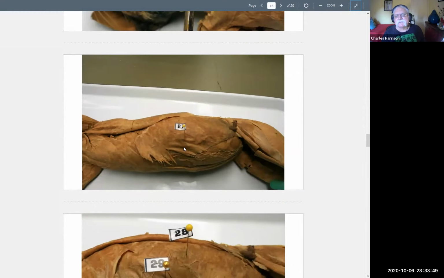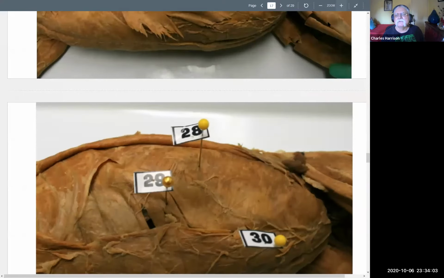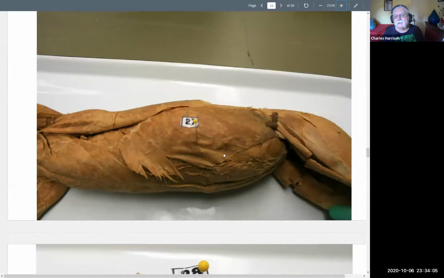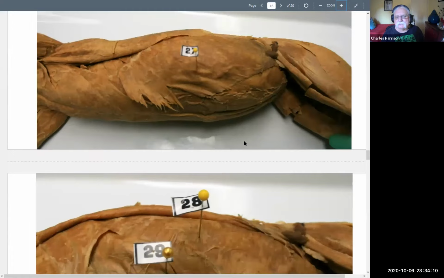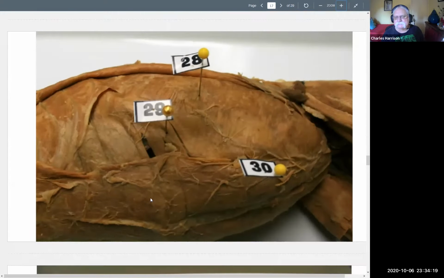This is the external oblique. Here, the striations, if you can see them, are going downward. Whereas in the internal oblique, they come upward. The transverse abdominis and the rectus abdominis.